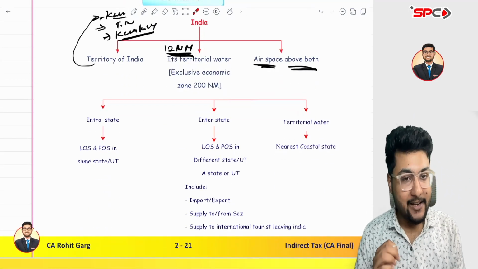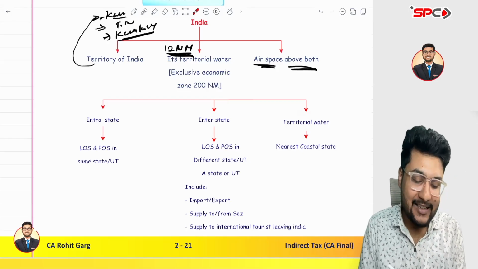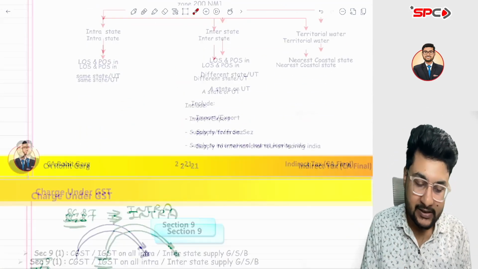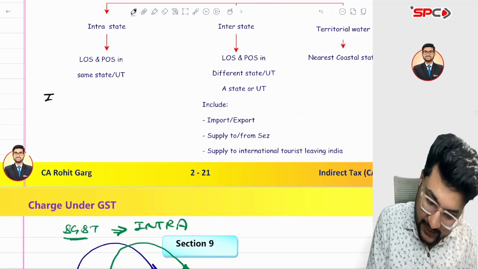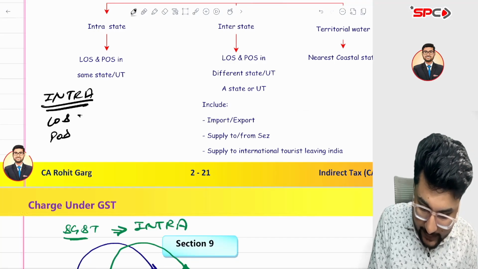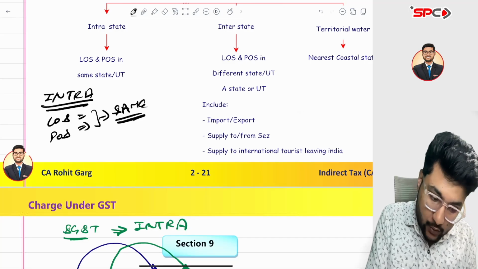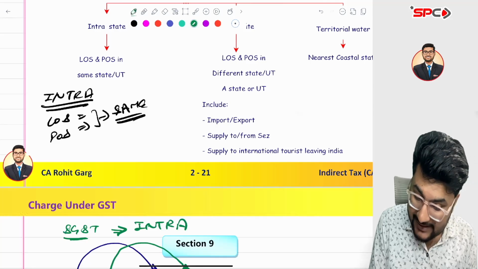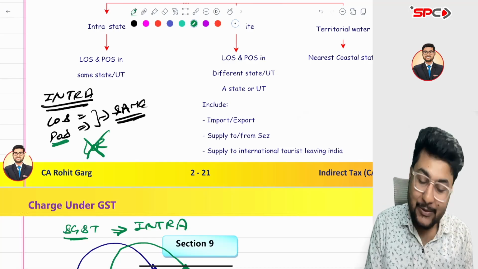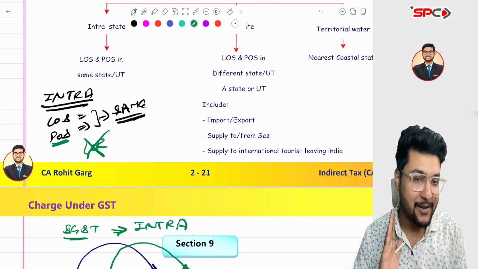Next, very important. This is the core of GST. In this, we have to decide whether it is interstate or intrastate. I will give a brief since it's a revision. In intrastate, we will check whether the location of supplier and place of supply are in the same state. Point to be noted, we will not consider the location of recipient. Why, sir? Because in place of supply, we have already considered the location of recipient, if you have studied place of supply. You got my point.